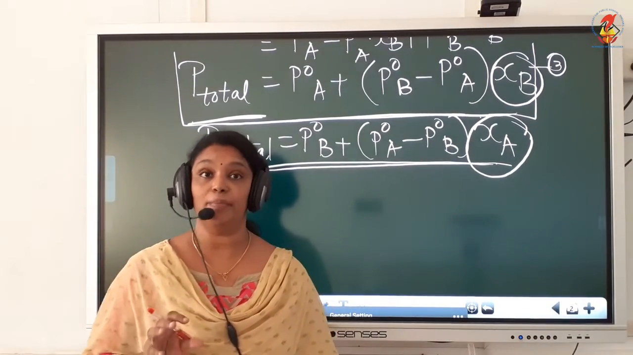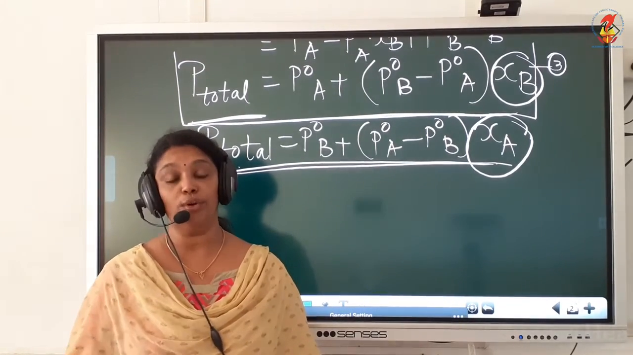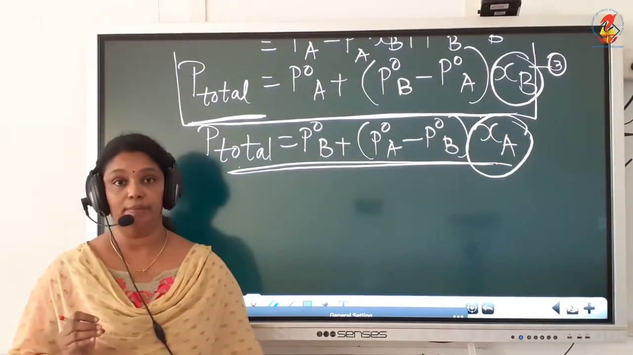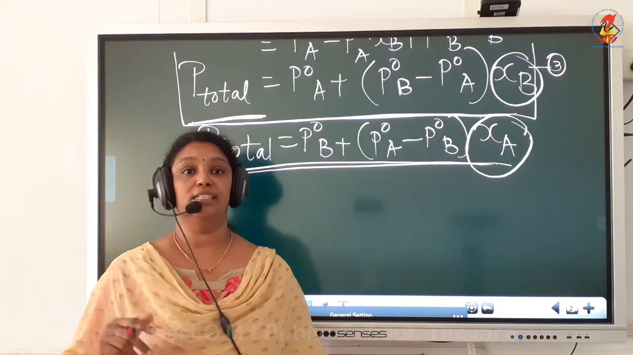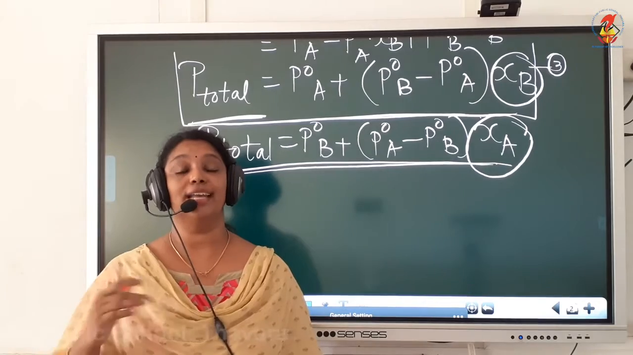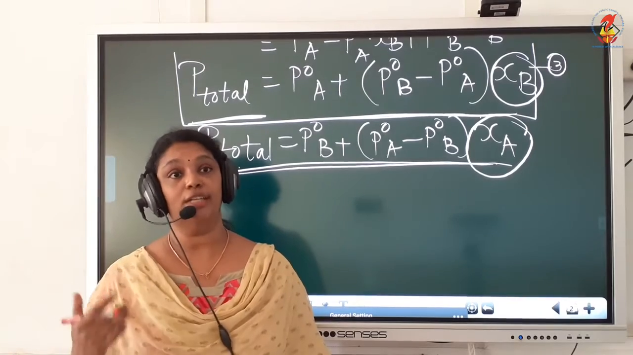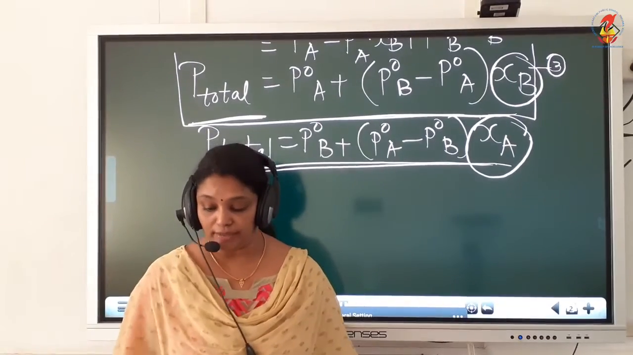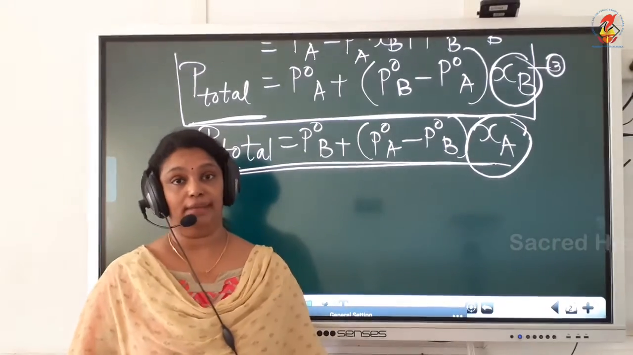That is, the total vapor pressure of a solution will depend upon the mole fraction of the component that is more volatile. Now, the second conclusion is that the vapor pressure varies linearly with the mole fraction of the component that is more volatile. That is our Raoult's law. That is, vapor pressure is directly proportional to mole fraction. Means as vapor pressure increases, mole fraction increases. That is, the vapor pressure varies linearly with mole fraction of the component, and that is the component that is more volatile.